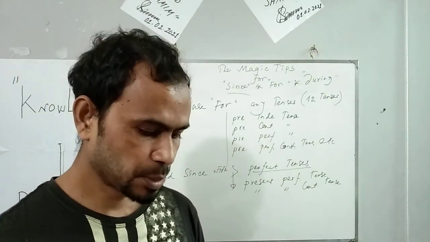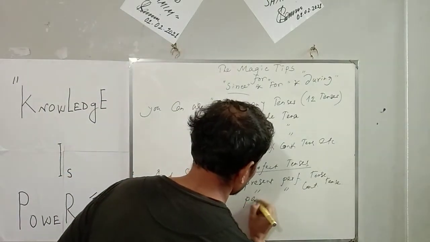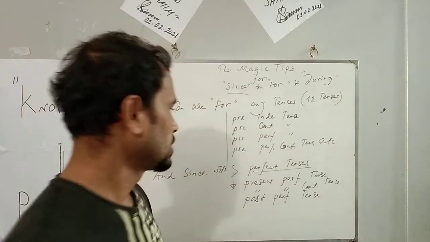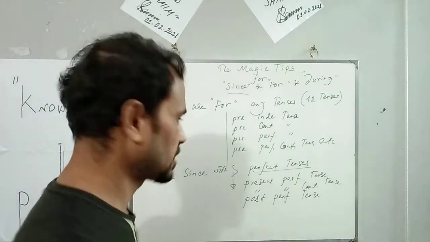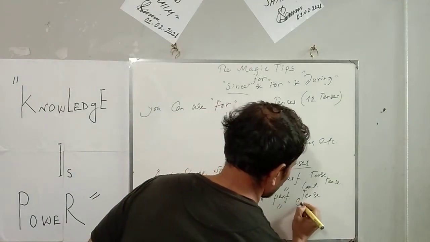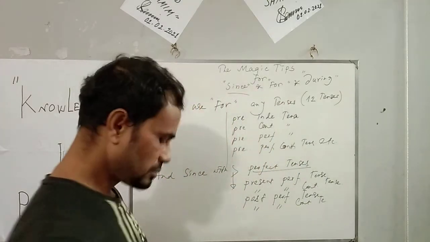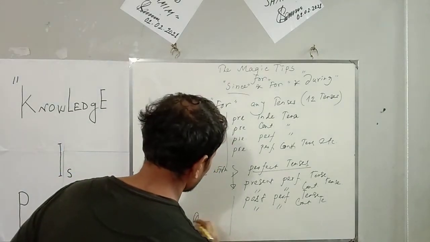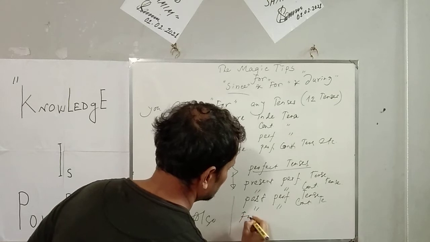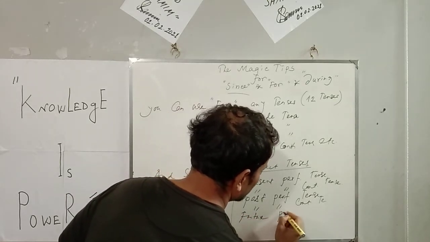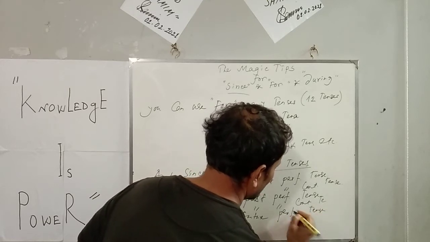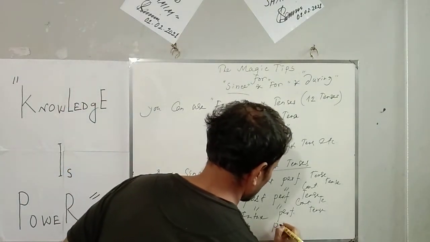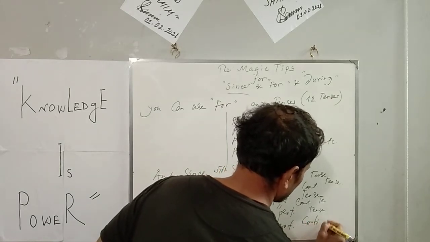Past perfect tense. Okay. Past perfect continuous tense. Okay. Also, future perfect tense. Future perfect continuous tense.